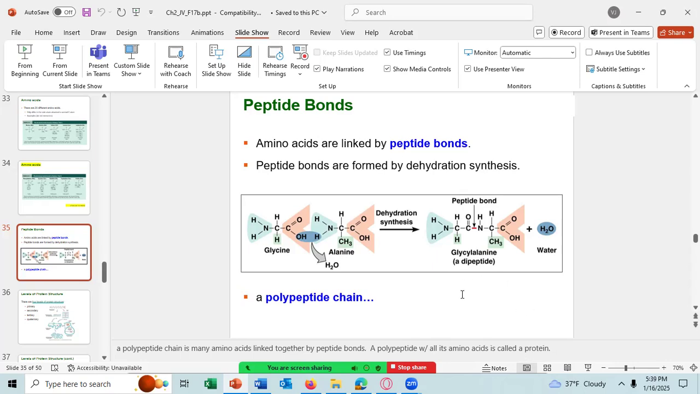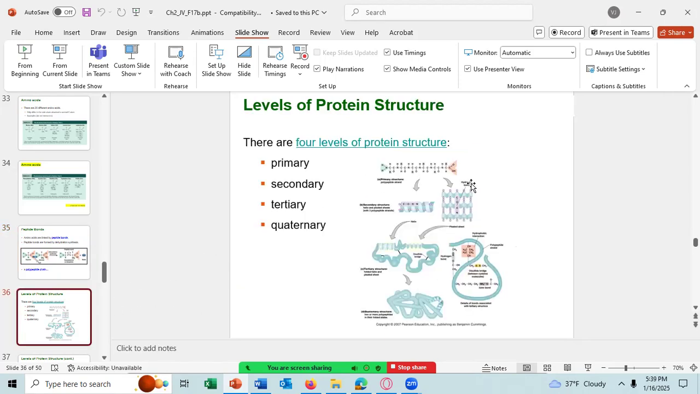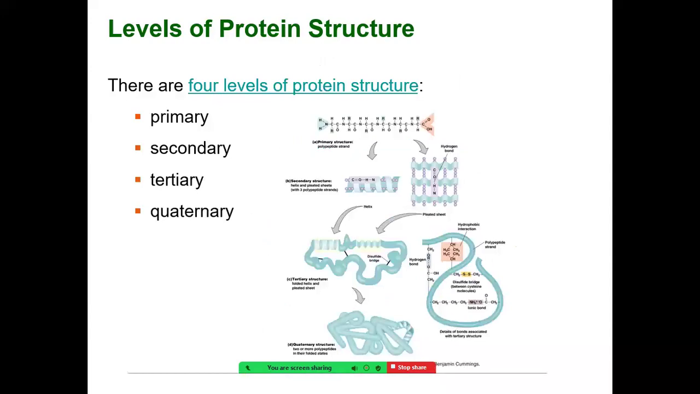Any question about any of that? All right. So how the body makes proteins is they just link amino acids together by dehydration synthesis, one amino acid after the other, creating a straight chain that we will eventually call a protein. Let me blow this up. There are 4 levels to the structure of a protein.